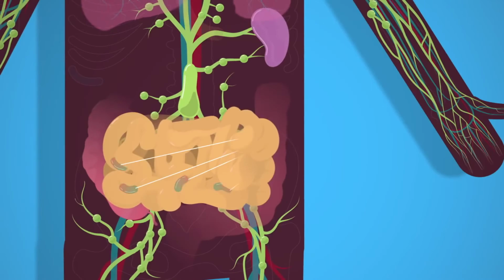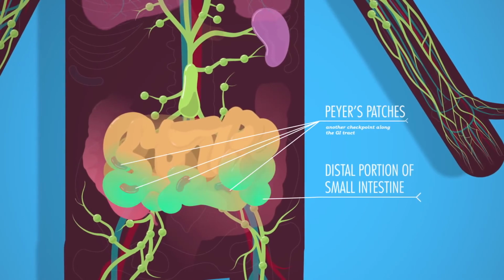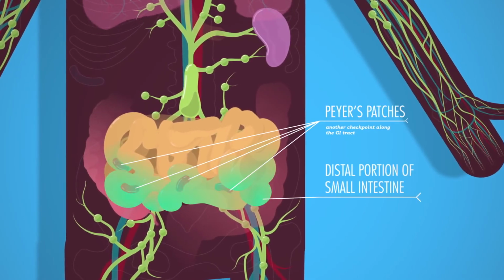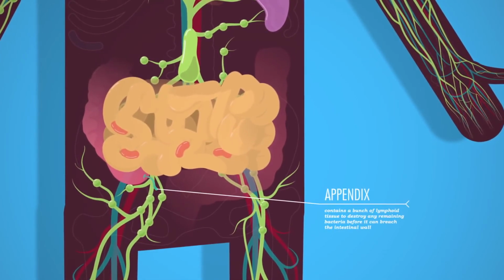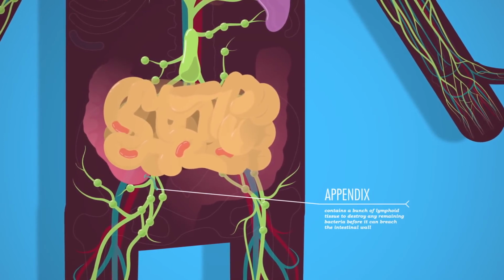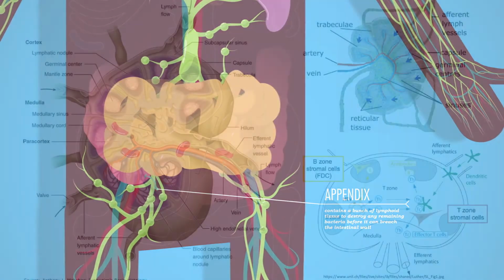It's a pretty big job, actually, which is why sore throats and swollen tonsils are a common sign of a cold or other infection. Another collection of MALTs, called Peyer's patches, are in the distal portion of the small intestine, providing another checkpoint along the GI tract. And contrary to popular myth, your appendix is not useless because it too contains a bunch of lymphoid tissue and is conveniently located where it can destroy any remaining bacteria before it can breach the intestinal wall during absorption.